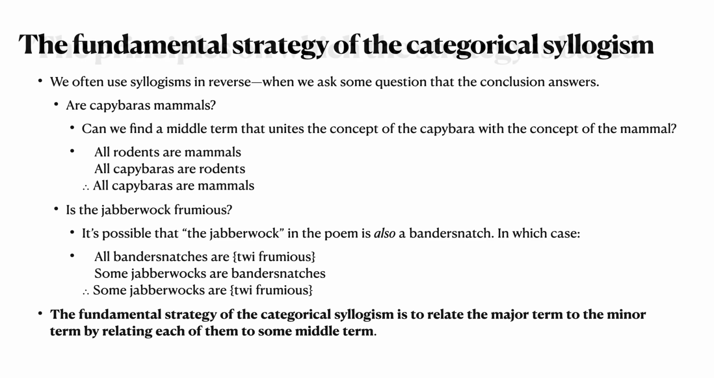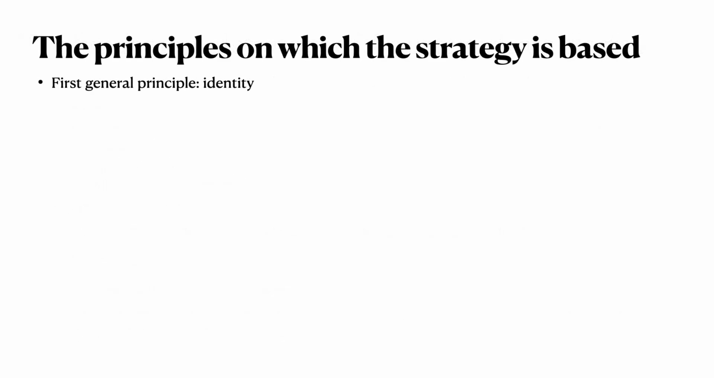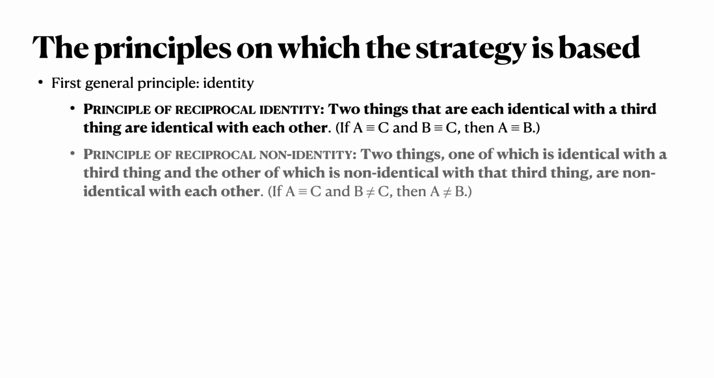All right. So why does this work? Well, there are a couple of different principles. We can group them under principles of identity and principles of inclusion. So first, under the general principle of identity, we have these two principles, and it's helpful, I think, to think of them in pairs. The principle of reciprocal identity and the principle of reciprocal non-identity. Reciprocal identity is easily stated. Two things that are each identical with the third thing are identical with each other. That is, if A is identical with C and B is identical with C, then A must be identical with B. That's the first principle.